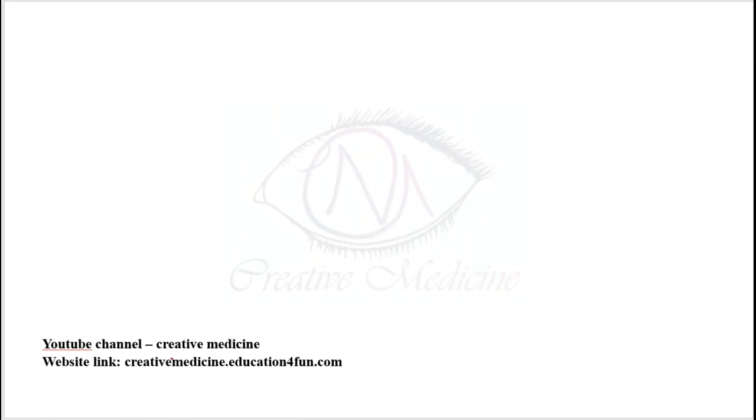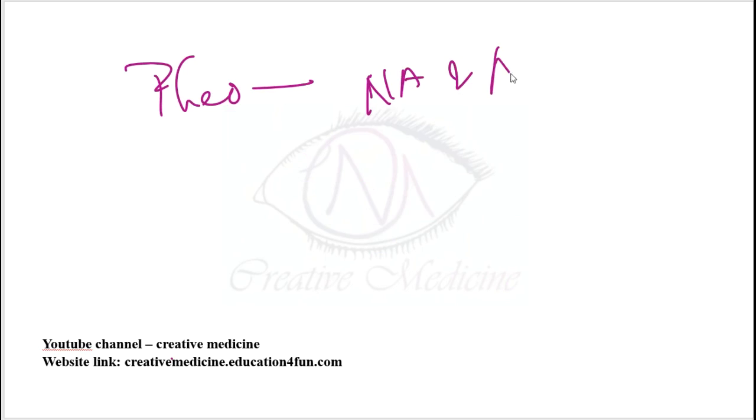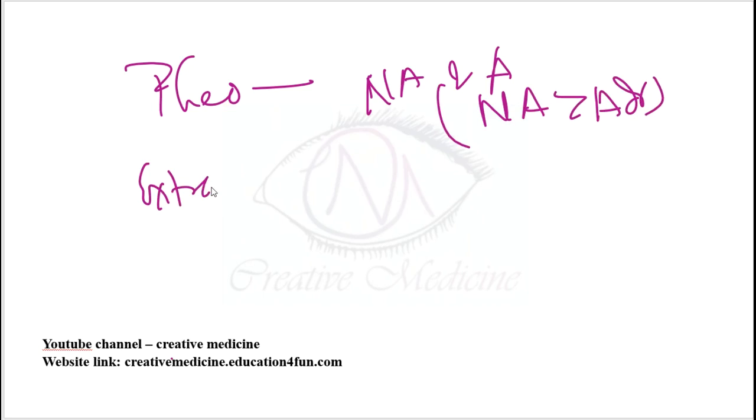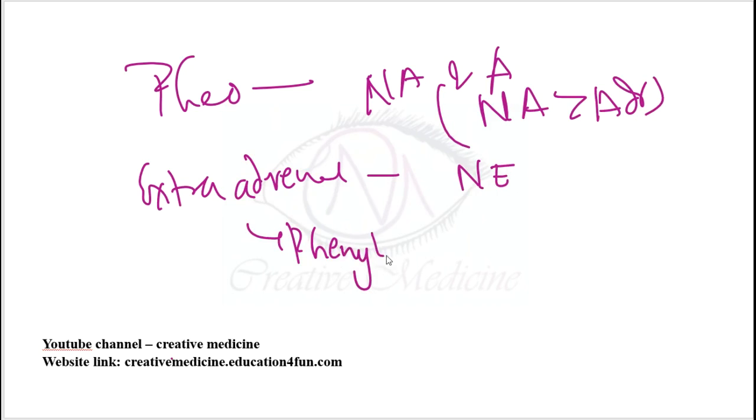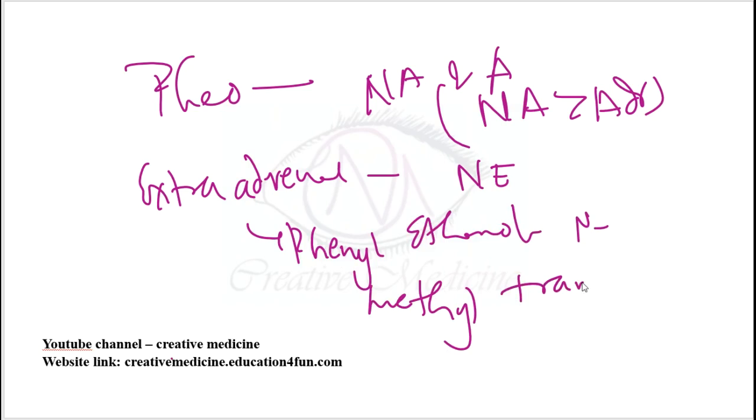Then the normal pheochromocytoma will produce both noradrenaline and adrenaline, but the production of noradrenaline is more than that of adrenaline. But the extra-adrenal pheochromocytoma produces exclusively noradrenaline because of the deficiency of phenylethanolamine N-methyltransferase, which helps in the conversion of norepinephrine to epinephrine.